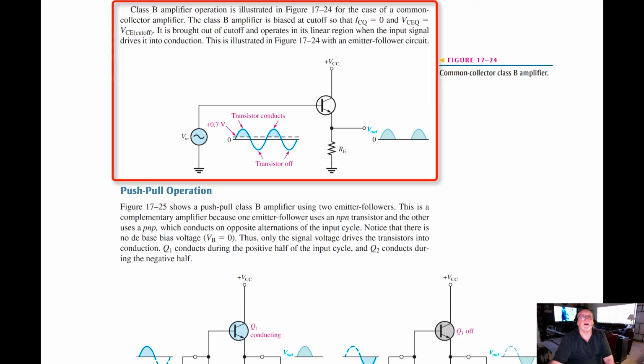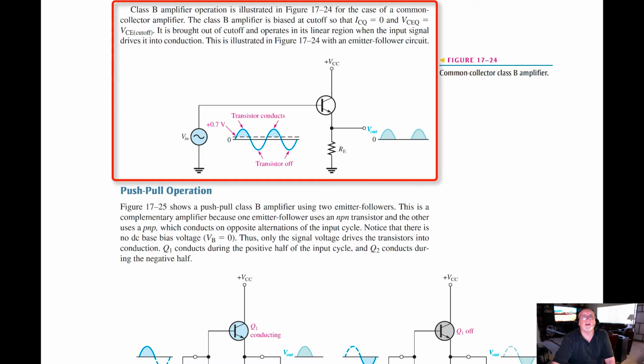Class B amplifier operation is illustrated below. For the case of the common collector amplifier, the Class B amplifier is biased at cutoff so that the current ICQ is equal to 0. The voltage VCEQ, or VCE cutoff, is brought out of cutoff and operates in its linear region when the input signal drives into conduction.